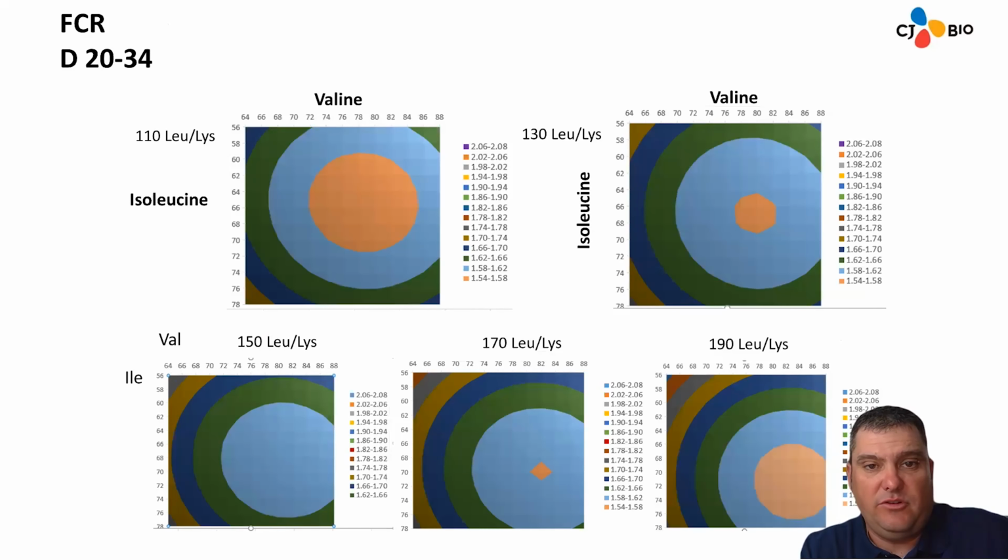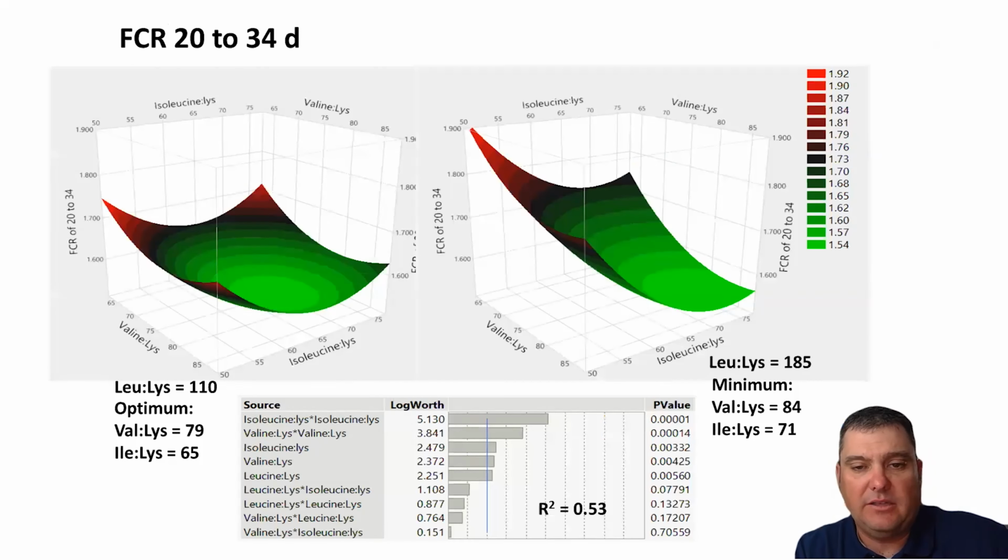Similar response on feed conversion ratio. Again, the biggest bullseye is at 110. We have the most room for error with low leucine in the diet. As we increase leucine, our bullseye gets smaller and shifts to the right and down, so we have to have more isoleucine and more valine in order to optimize performance. And this is just a different depiction. Here you can see a 3-dimensional graph at 110 and 185 showing the optimal performance. At 110, to optimize FCR, we need 79 valine and 65 isoleucine. However, when we increase to 185, we need 84 valine and 71 isoleucine.